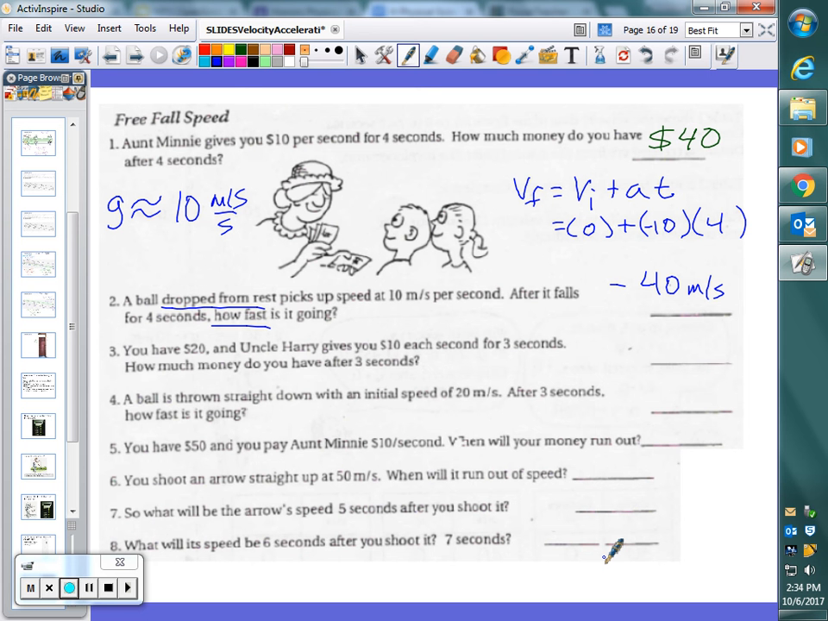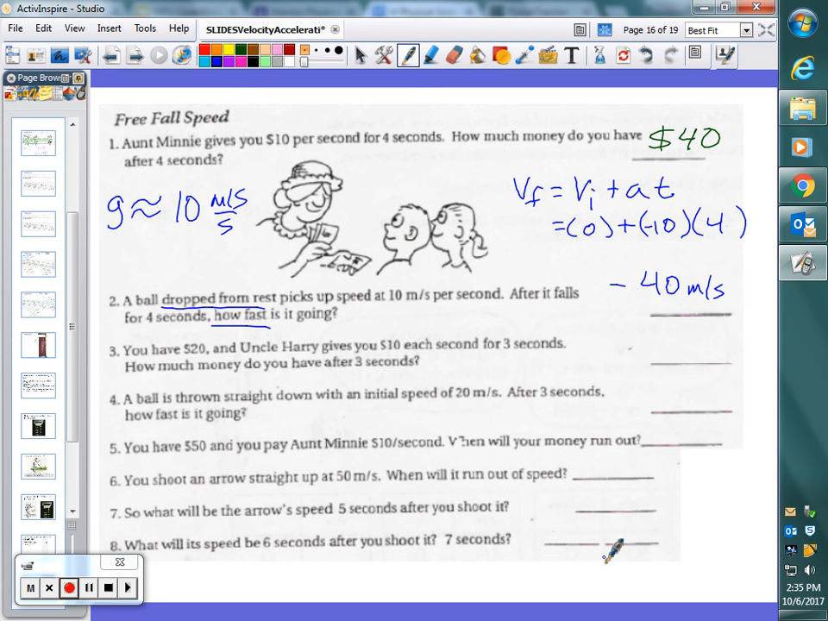Why is Aunt Minnie cool? Because she's giving you money. How much money? $10 per second. How much money is Uncle Harry giving you? $10 per second. See, wait. The fact that you already have $20 doesn't change the fact that Uncle Harry is giving you $10 a second, right? Well, he only gives it to you for 3 seconds, right? No, wait. There's a point here. How do we know if you get to keep this money? That question gets answered in a little bit, okay?